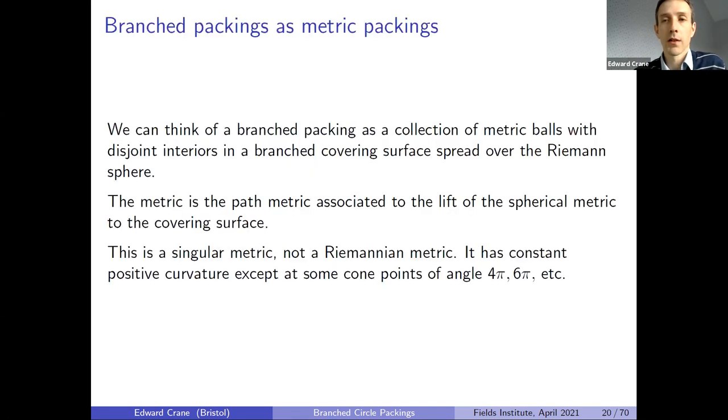So there's a metric on that covering surface, which you get by locally lifting the spherical metric to that cover. So away from the branch points, it's just a nice Riemannian metric. But the branch points themselves become cone points. So they're points where the total angle around that point is 2 pi if it's a normal point, but 4 pi in the example I just gave, and it could be 6 pi if you have 3 sheets, and so on. So it's not a Riemannian metric. And that's a pity, because that means we can't apply Schramm's theorem.